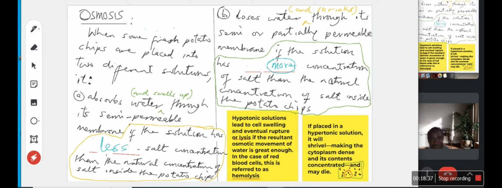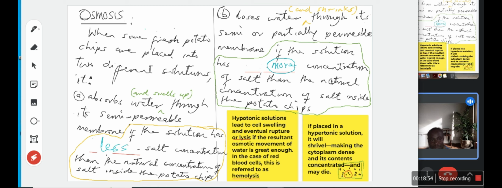Hypertonic solutions lead to cell swelling and eventual rupture or lysis if the resultant osmotic movement of the water is great enough. In the case of red blood cells, this is referred to as hemolysis. If placed in a hypertonic solution, it will shrivel.